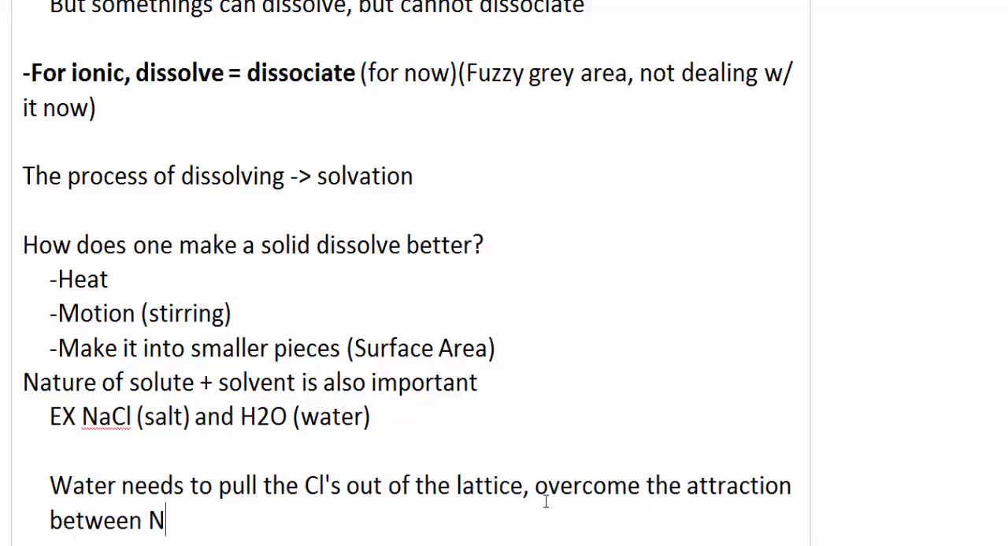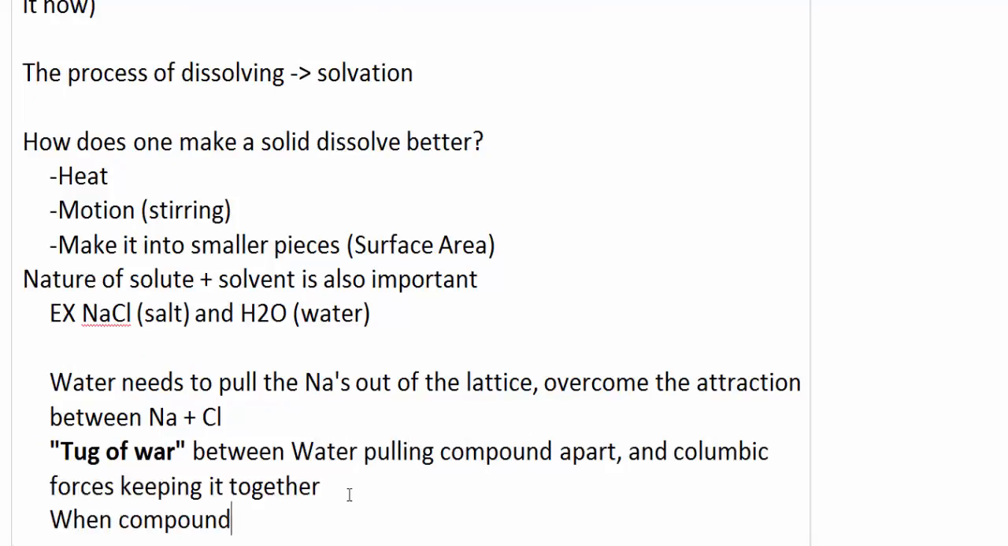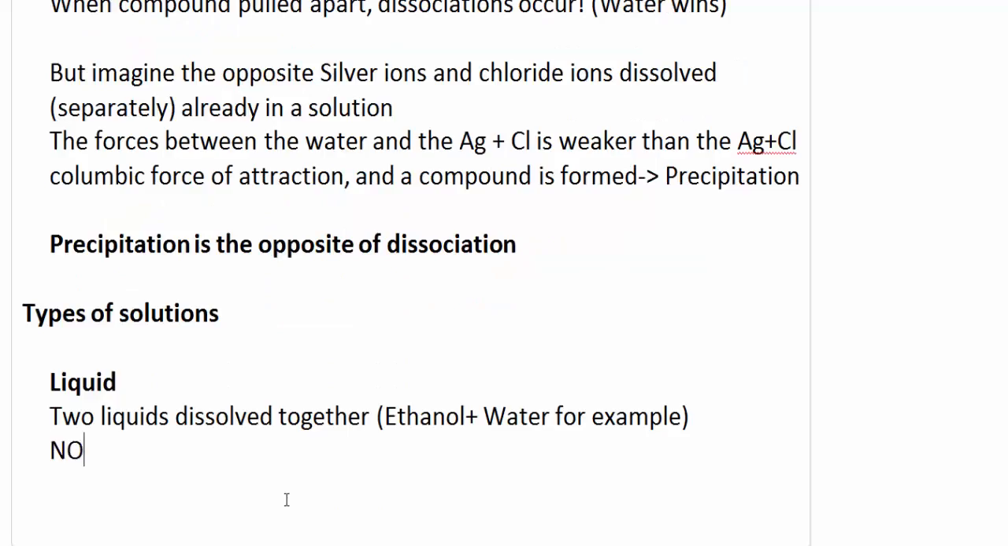So here in this ionic compound with sodium chloride and water, water needs to pull the sodiums out of the lattice, overcome the attraction between the sodium and the chloride ions. So this is kind of a tug of war between water pulling the compound apart and the coulombic forces of attraction pulling the compound back together. That would be trying to do a precipitation reaction. That's the opposite of dissociation.